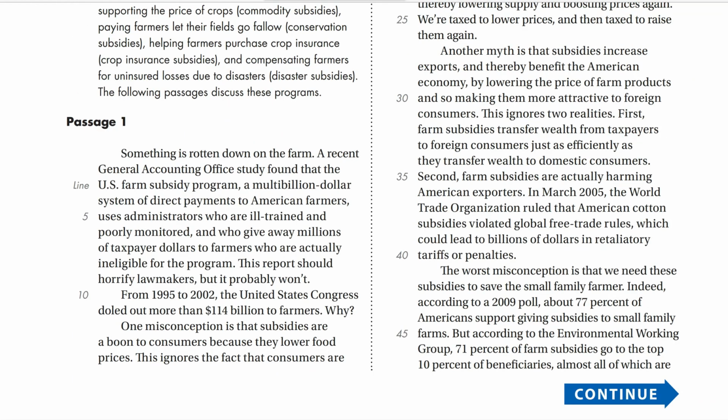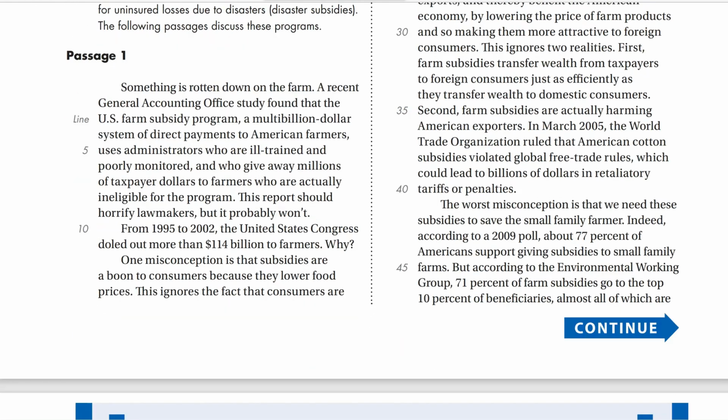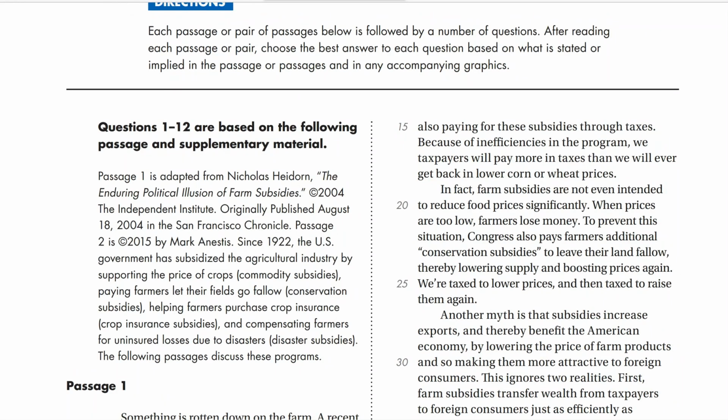انا حضراتكم لو رحت في passage number 1 وعايزكم كده quickly please follow, keep track of what I say. passage number 1 line number 10 لما قال هنا ايه يا شباب؟ From 1995 to 2002 the United States Congress doled out more than 114 billion to farmers. Why? One misconception is that subsidies are a boon to consumer because they lower prices. This ignores the fact that consumer, and by the way, what I'm talking here about is commodity prices. I'm doing commodity prices. Are also paying for these subsidies through taxes.